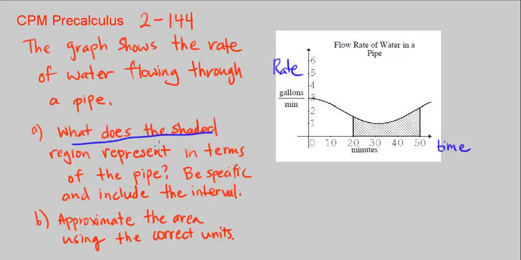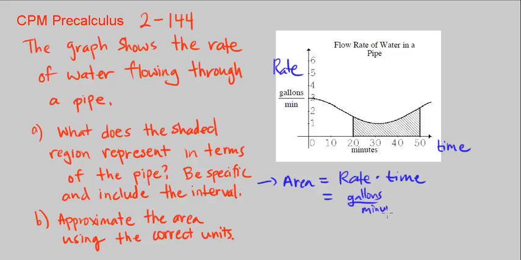Part A says, what does the shaded region represent in terms of the pipe? Be specific and include the interval. So what does this shaded region represent? Well, remember if we get the area, we're multiplying one axis times the other axis, right? The area equals the rate times the time. Plugging in the units, we have gallons per minute times minutes, right? And what happens? These cancel out and we're left with gallons.